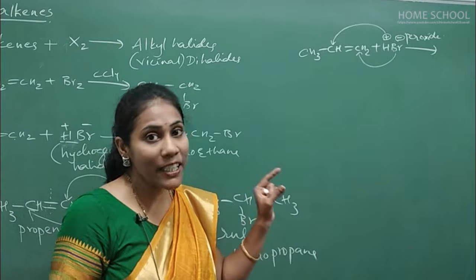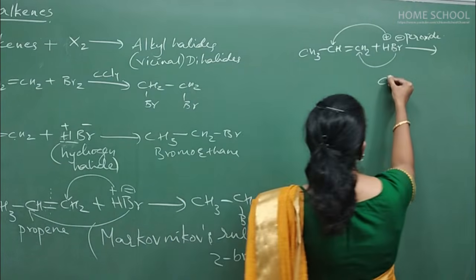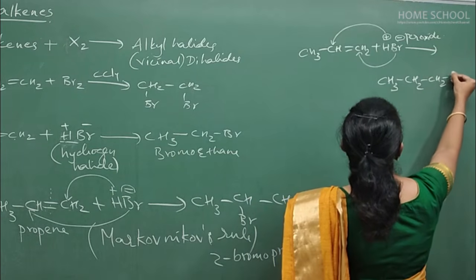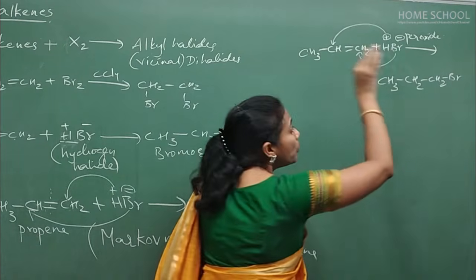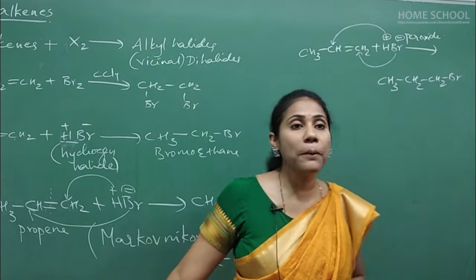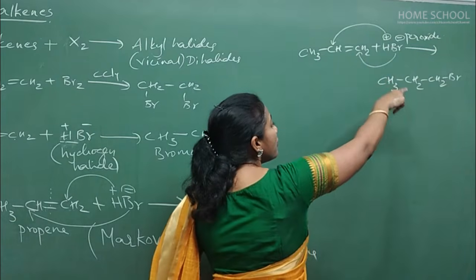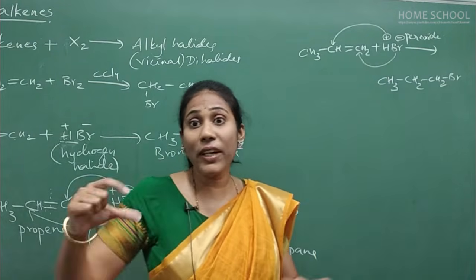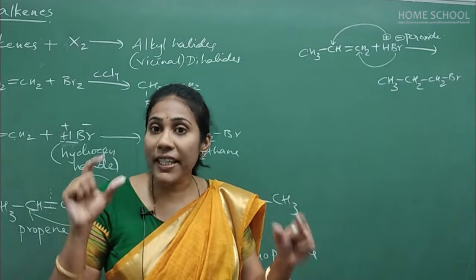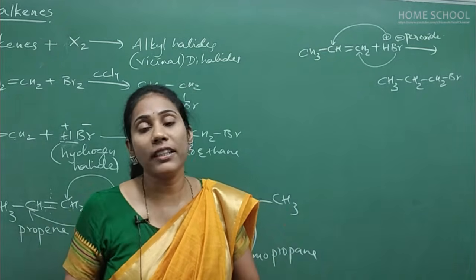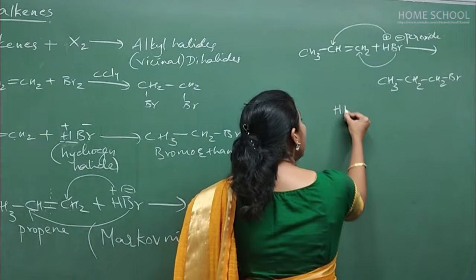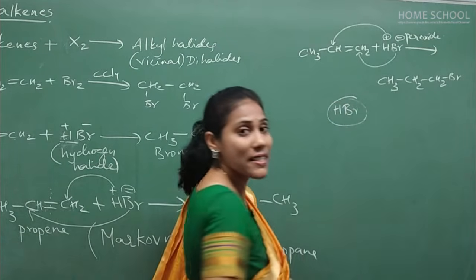If you add HBr in that way, what is the product you are going to get? CH3, CH2, CH2, Br, isn't it? 1-bromopropane you are getting. But according to Markovnikov's rule, it is 2-bromopropane. According to anti-Markovnikov's rule, it is 1-bromopropane. So this is very important. You have to carefully write the product and carefully check whether peroxide is there or not. And the peroxide effect is applicable only for HBr, guys, remember this.